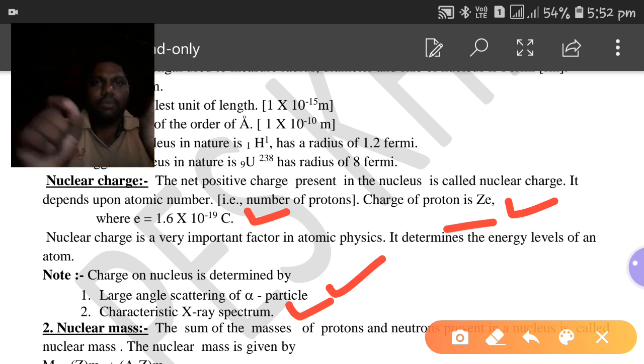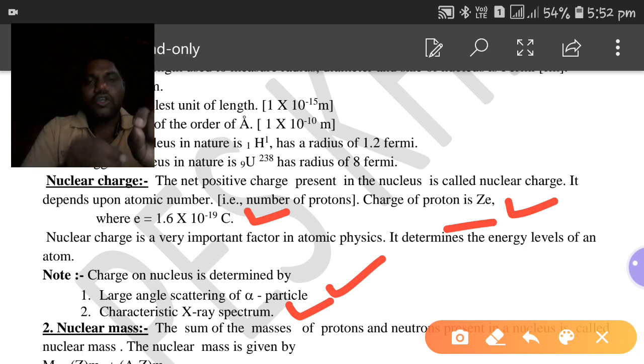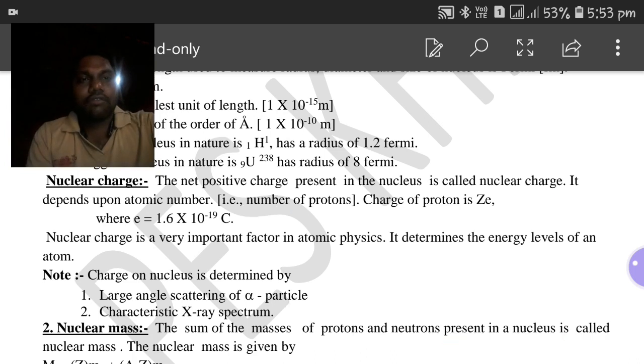In the second property, that is nuclear charge, the charge of the nucleus is positive, and it is because of the presence of protons. The net charge of the nucleus is positive because of the presence of protons, and this nuclear charge clearly depends on the number of protons present inside the nucleus, and that is nothing but the atomic number. So this is the second property of the nucleus.